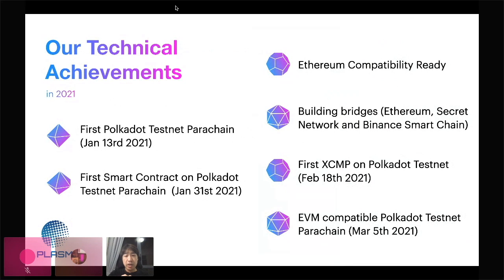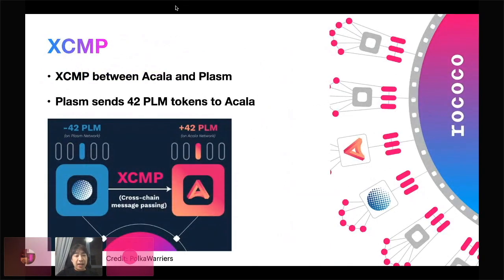Yeah, and also we are making bridges like Ethereum Bridge, Secret Network Bridge, and Binance Smart Chain Bridge. So Hyunsuk will be talking about Secret Network Bridge later. Yeah, and last week we have done an XCMP transaction between Acala and Plasm. So interoperability was a buzzword, but it became reality. So we are going to work with Interlay and other projects to make cross-chain message passing happen.